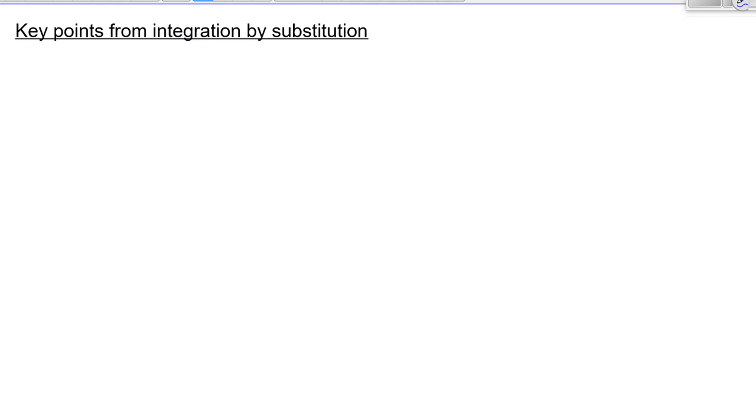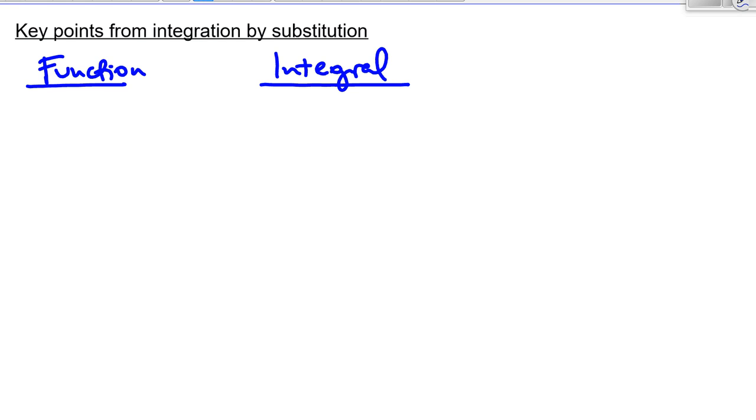So I want to look at some key points in integration by substitution, there's some key points that you can use. Especially for simple functions, I'll show you what I mean by simple functions. So you can use some of these key points to basically write the integral of a certain function without necessarily using the method of substitution.